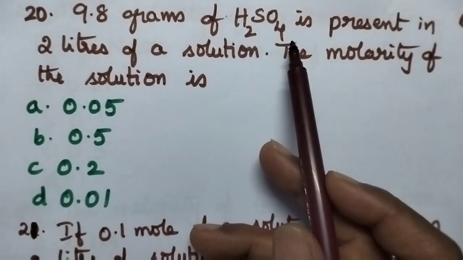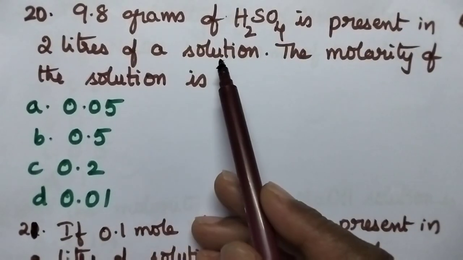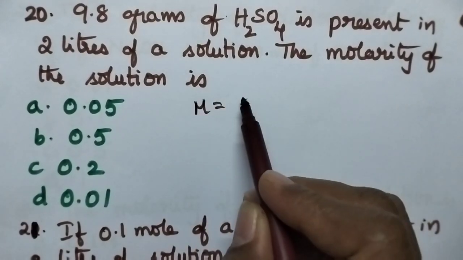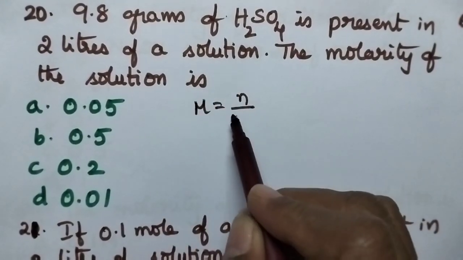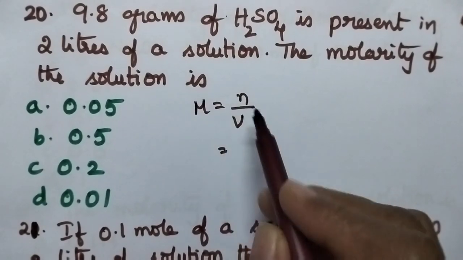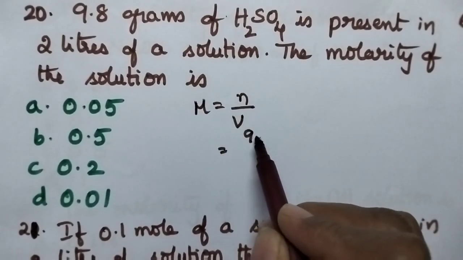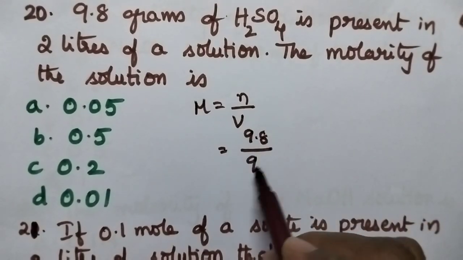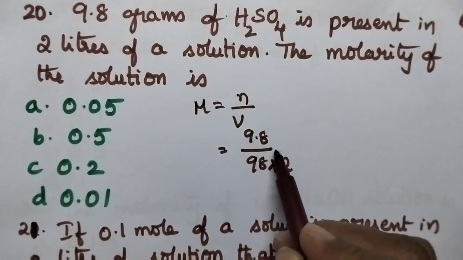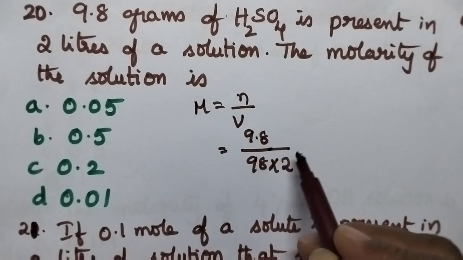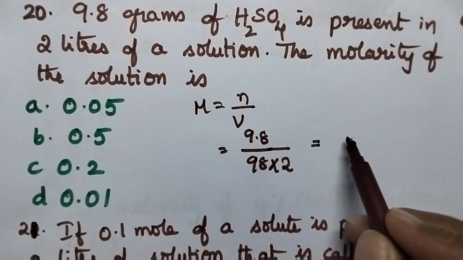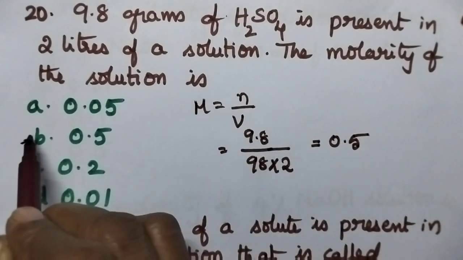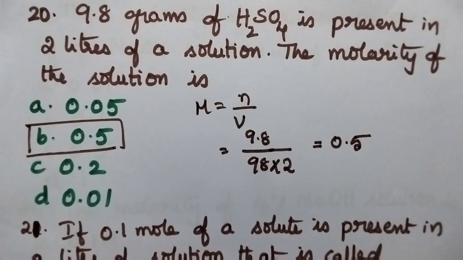9.8 grams of sulfuric acid is present in 2 liters of a solution. The molarity of the solution is. Molarity is equal to number of moles by volume in liters. Here the number of moles can be obtained by calculating weight divided by gram molecular weight, that is 9.8 by 98, into 2. Volume of the solution in liters is 2. So that is equal to 0.5, and hence option B is the right answer.